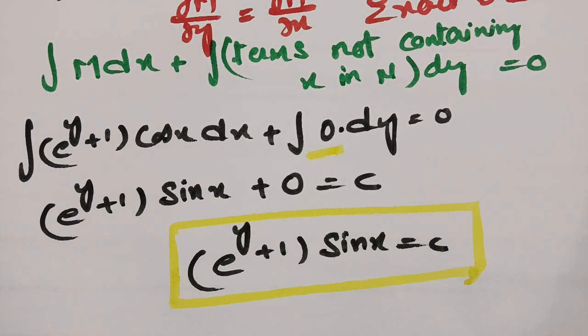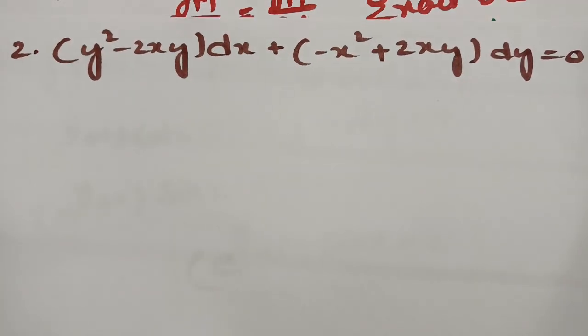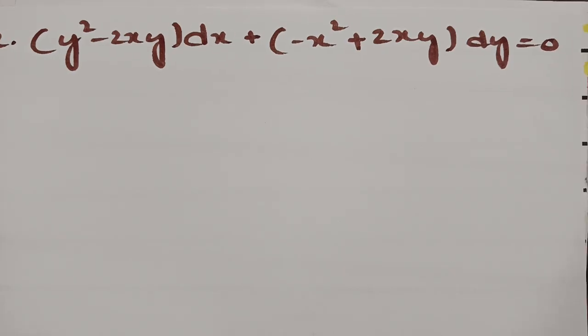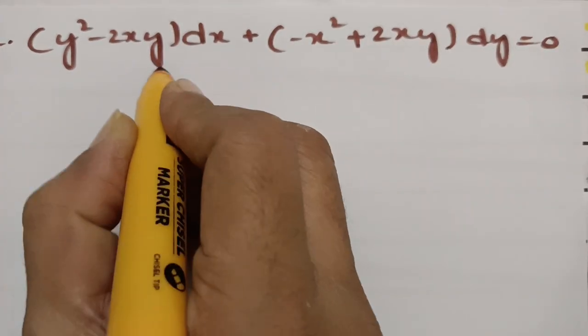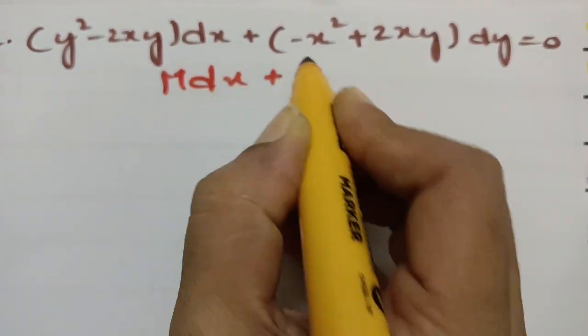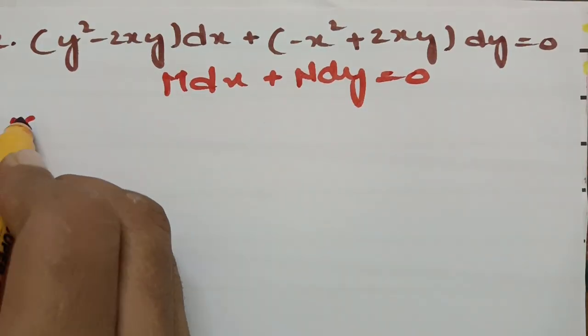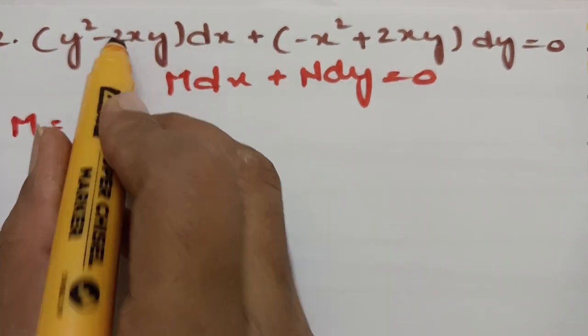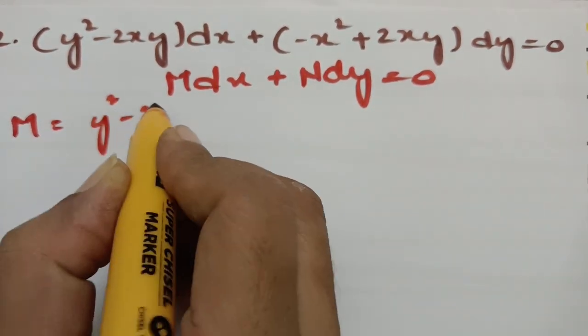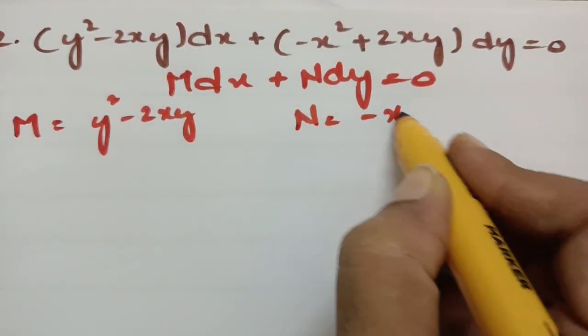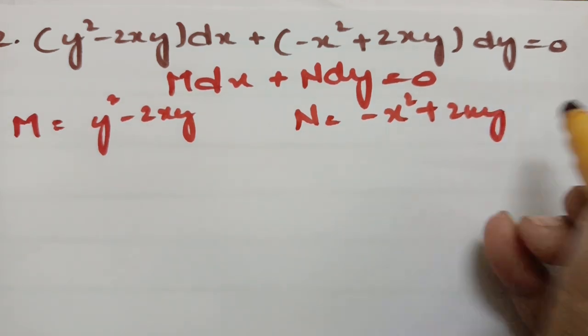And our second question here is also so easy. Same steps here we have to write. So again this is of the form M dx plus N dy is equal to 0. If you choose M, what will be the M? Here this will be y square minus 2xy is M. And what is N here? This is minus x square plus 2xy.